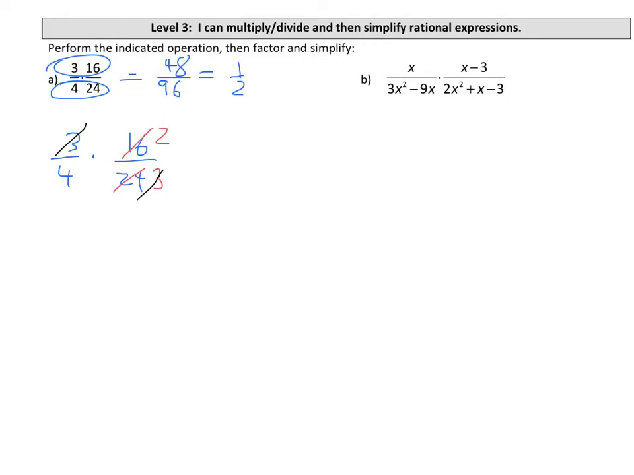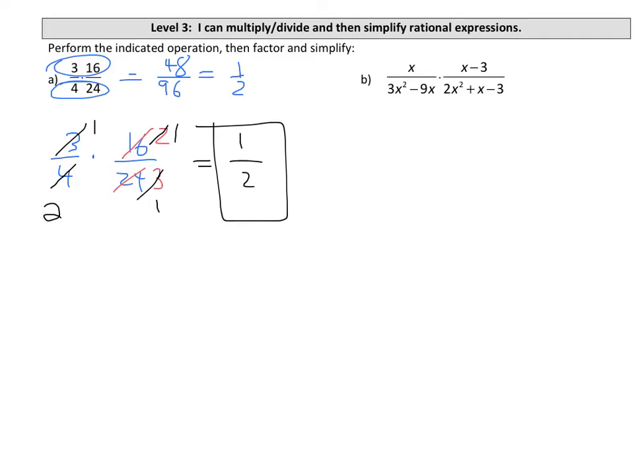I can simplify the 4 on the bottom of the left with the 2 on the top of the right. They can both be divided by 2. 4 divided by 2 is 2, 2 divided by 2 is 1. Now when I multiply top times top, I get 1 times 1, which is 1, and 2 times 1, which is 2, 1/2. So I can avoid those big numbers if I simplify within a fraction or diagonally first. Okay, so we're going to apply those same properties to expressions.